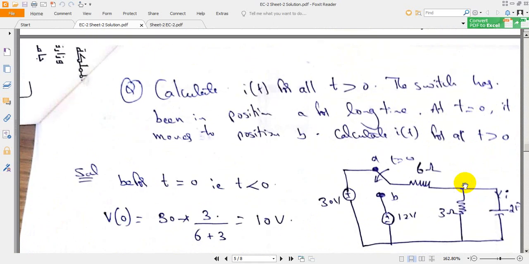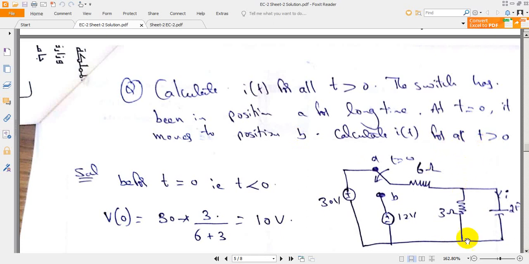Coming to the fourth question, calculate I of t for all t greater than 0. The switch has been in the position for a long time. It means at this position it is for a long time. So the switch has been in position A for a long time, and at t is equal to 0, it moves to position B. Calculate I of t for t greater than 0.